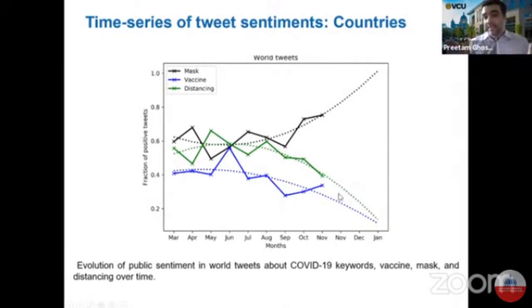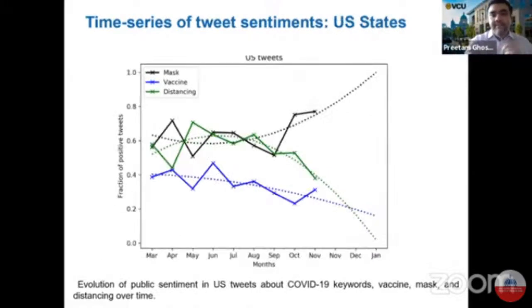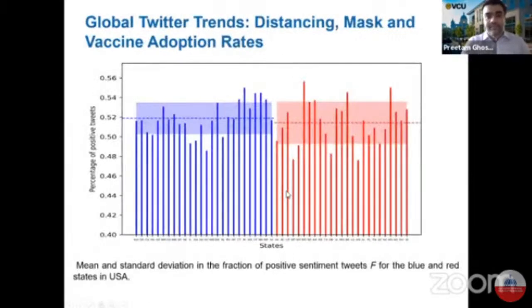This is until December, by the way, right? December of 2020. So fewer and fewer people feel good about social distancing and vaccination. They think that they don't work. Okay, but for masking, the positive sentiment is going up. The same trend is seen in the US states as well. For masking, we have a good positive sentiment, but for social distancing and vaccination, the trends are falling quite a bit.